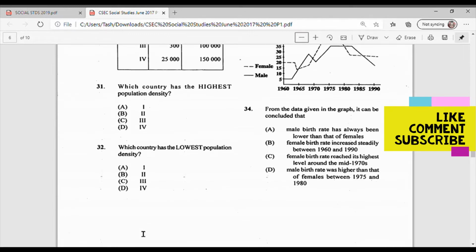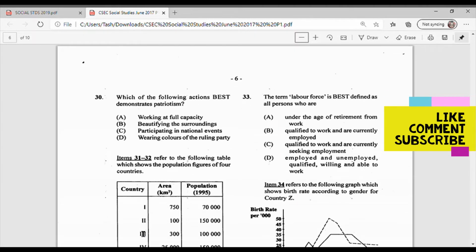Number 33. The term labor force is best defined as all persons who are under the age of retirement from work, qualified to work and are currently employed, qualified to work and are currently seeking employment, employed and unemployed, qualified, willing and able to work. All right. So labor force, it is referring to the persons who are employed and unemployed, qualified, willing and actually able to work. So your answer for number 33 would have been letter D.